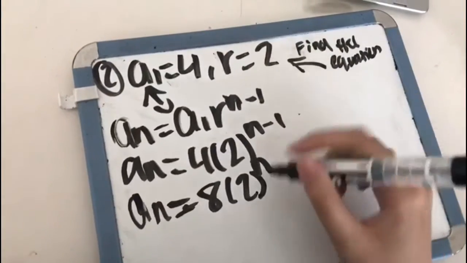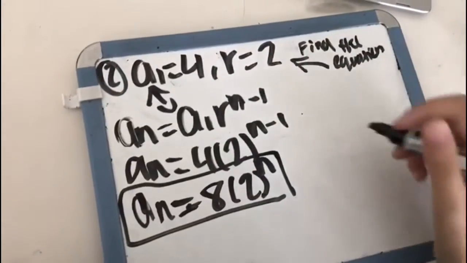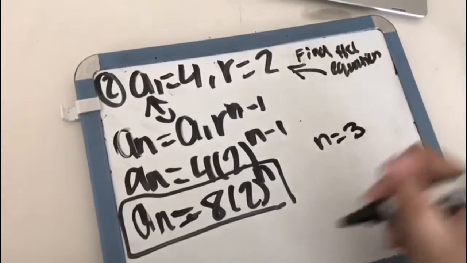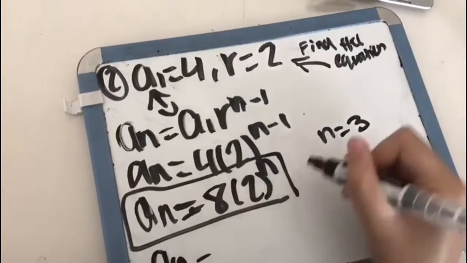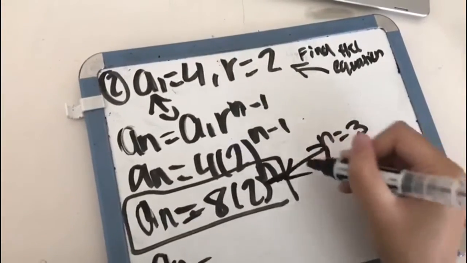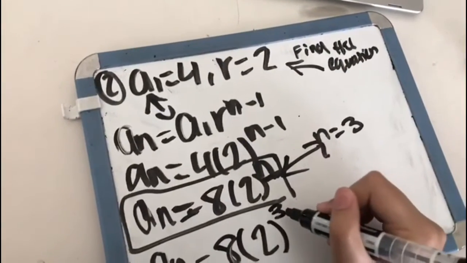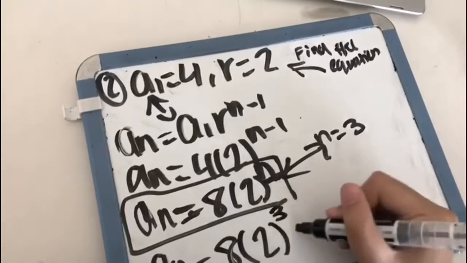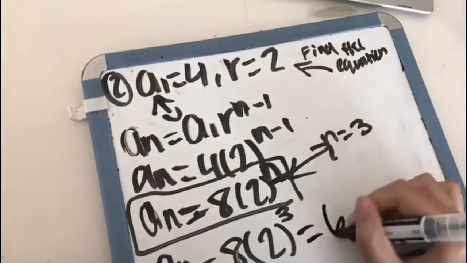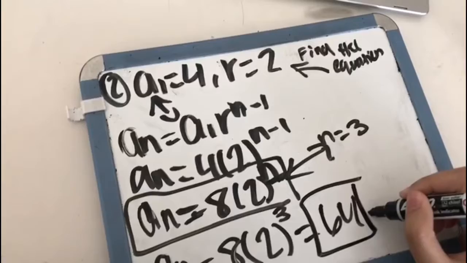Now this is how you find the equation for this problem, right? But let's say I wanted n equals 3. That means I have to substitute the letter n with 3. So it'll be 8 times 2 to the exponent 3. You see how I'm substituting 3 for n. So 8 times 2 cubed would be basically 64, and this is what you would get as the answer for finding the nth term.